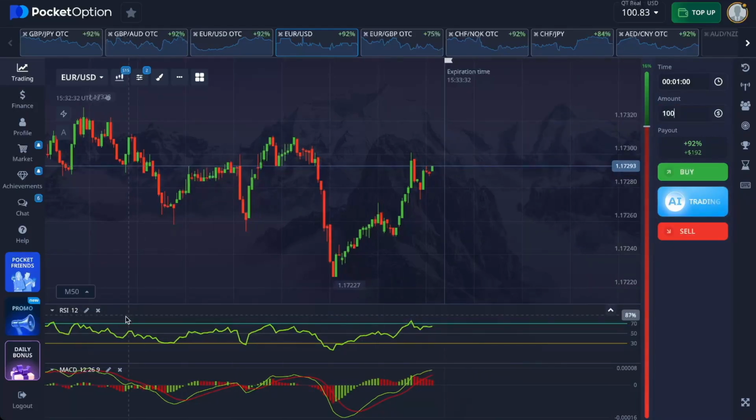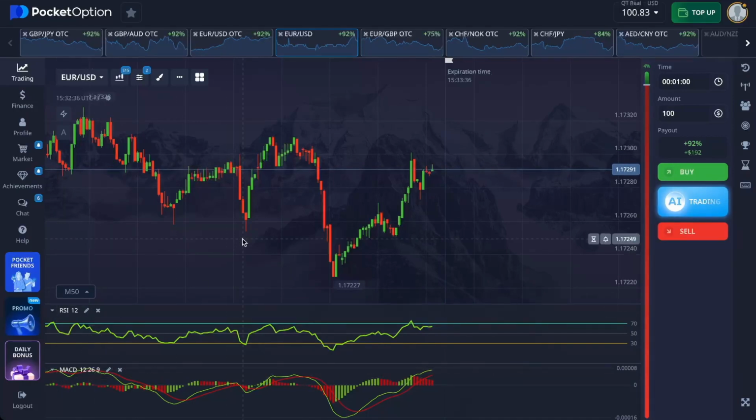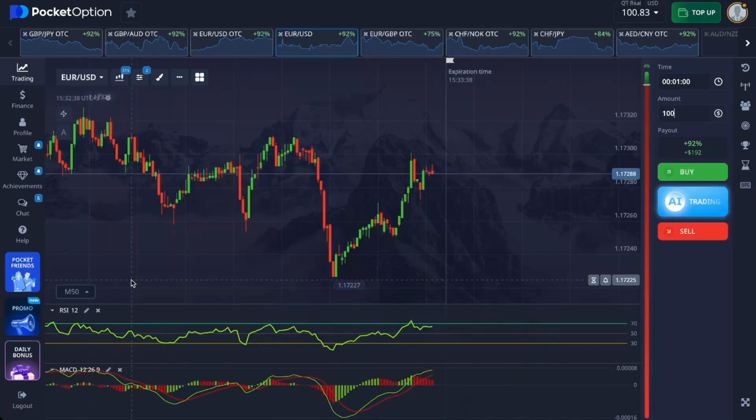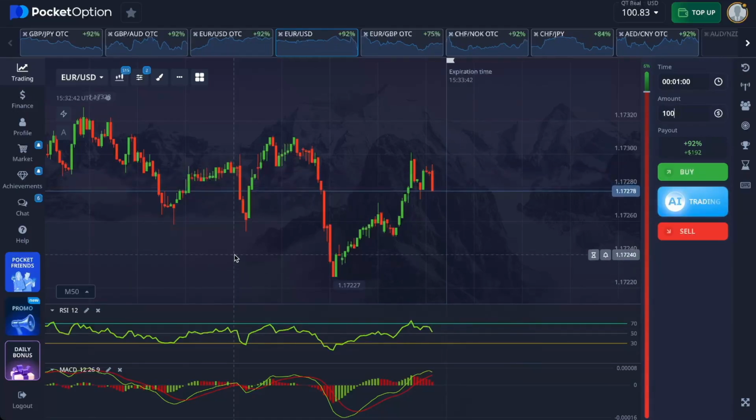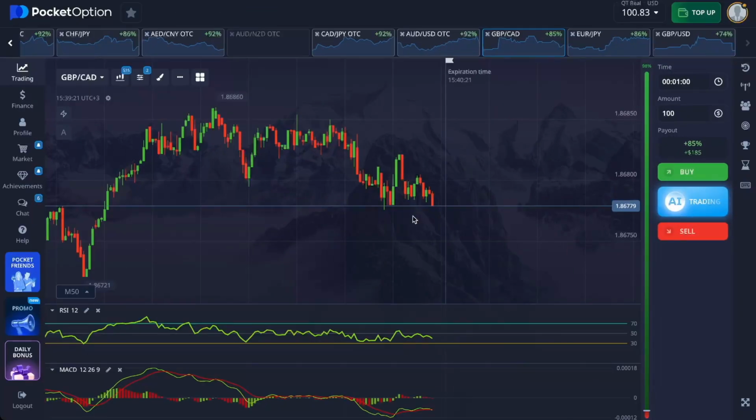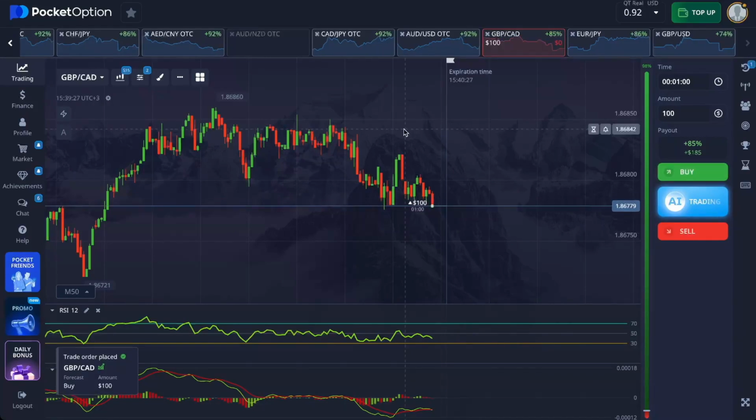I'm also using two indicators. The first is the RSI and the second is the MACD. These are my two favorite fundamental indicators. Alright, let's get started. Let's move on to the first currency pair and the first trade. In this case, I'll be trading the British pound against the Canadian dollar. Here, I'll enter a buy position.